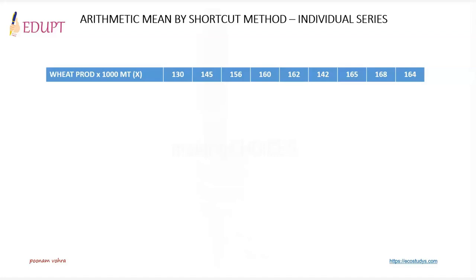Now let's understand another example of finding arithmetic mean by shortcut method in the individual series. This example is about wheat production in 1000 metric tons given for one state in the last 9 years. So here the number of observations is 9 and not 10, unlike the previous example. So let's see how do we do that.